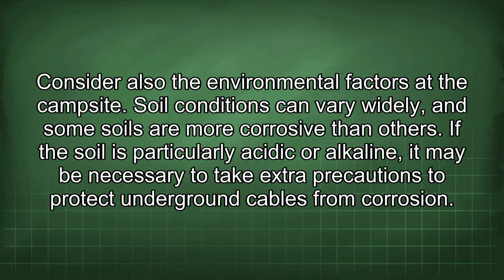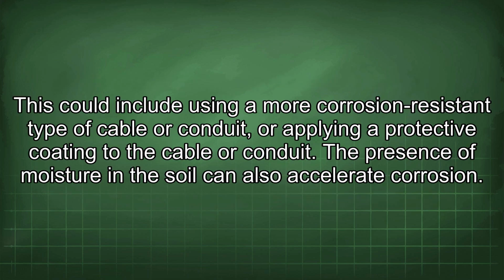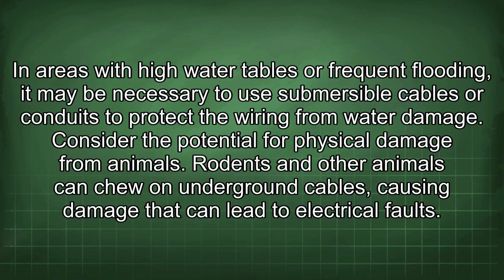Consider also the environmental factors at the campsite. Soil conditions can vary widely, and some soils are more corrosive than others. If the soil is particularly acidic or alkaline, it may be necessary to take extra precautions to protect underground cables from corrosion. This could include using a more corrosion-resistant type of cable or conduit, or applying a protective coating to the cable or conduit. The presence of moisture in the soil can also accelerate corrosion. In areas with high water tables or frequent flooding, it may be necessary to use submersible cables or conduits to protect the wiring from water damage.